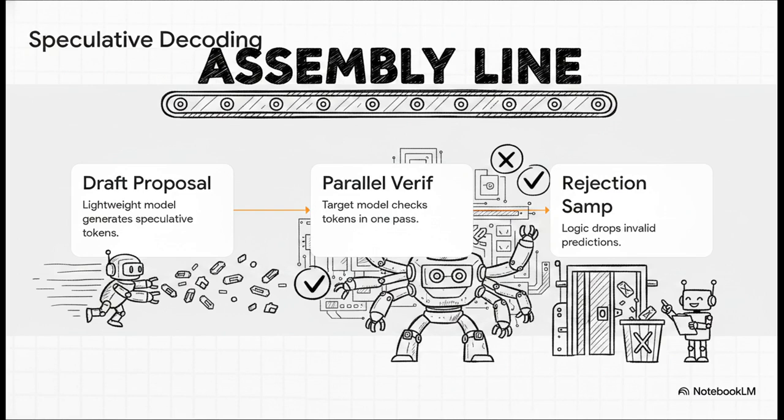Finally, step 3 uses strict mathematical rejection sampling to guarantee zero loss in quality. If the target model agrees with the draft, boom, the tokens are accepted. If not, it instantly drops the invalid predictions and corrects them. It's a seriously incredible architectural speedup.